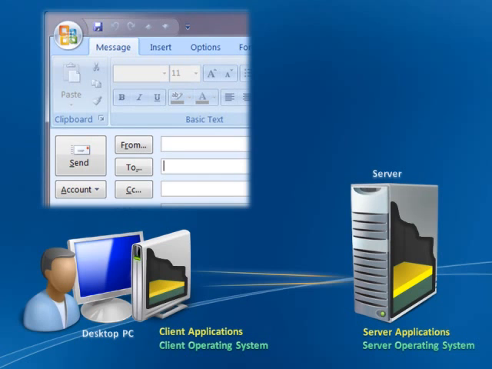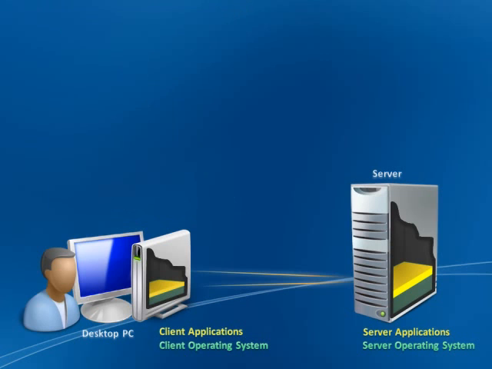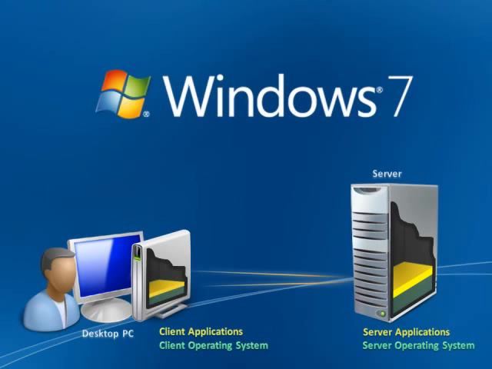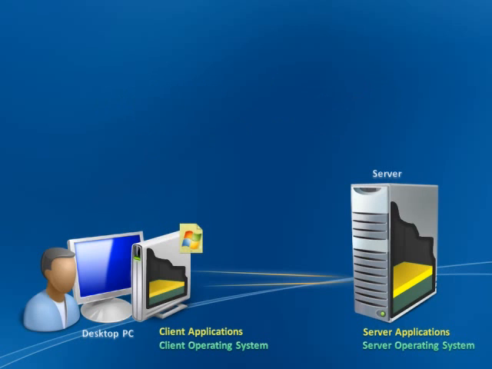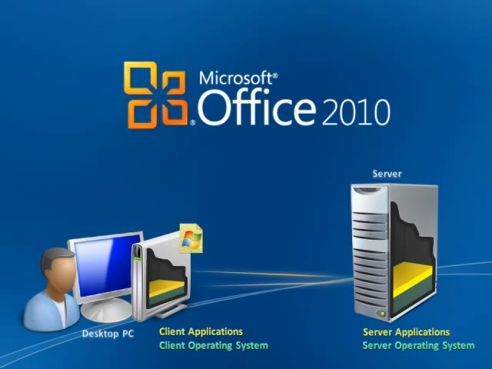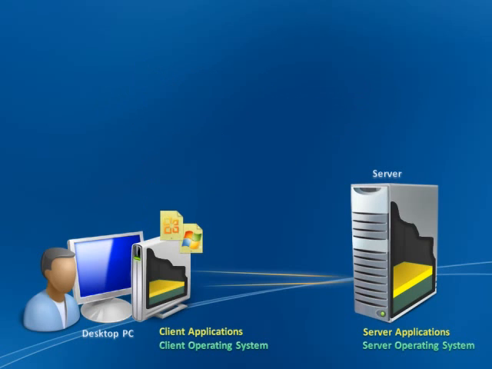So let's take the client operating system first of all. Now, we know at the moment that that's Windows 7. So if Ewan is running Windows 7 on his desktop PC, then that PC needs a Windows 7 license. If he's then working with Office 2010, again, his desktop PC needs a license for Office 2010. So those licenses are per device. Each device that the software is running on needs the license to run that software.